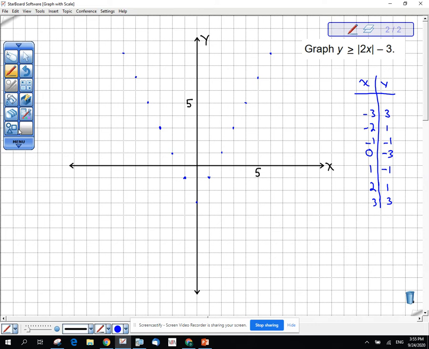Okay. So I'm going to draw those in. Solid line because of the or equal to again. And then the last thing we need to do is shade. And it's the same deal. Okay, now I told you I was going to tell you a rule before, and I'm going to go ahead and give it to you now.